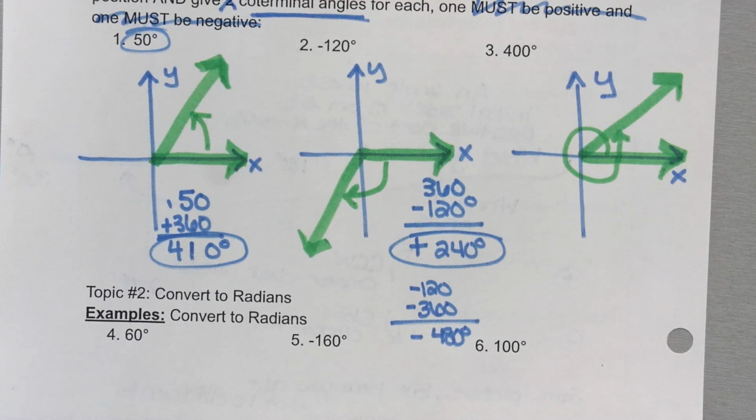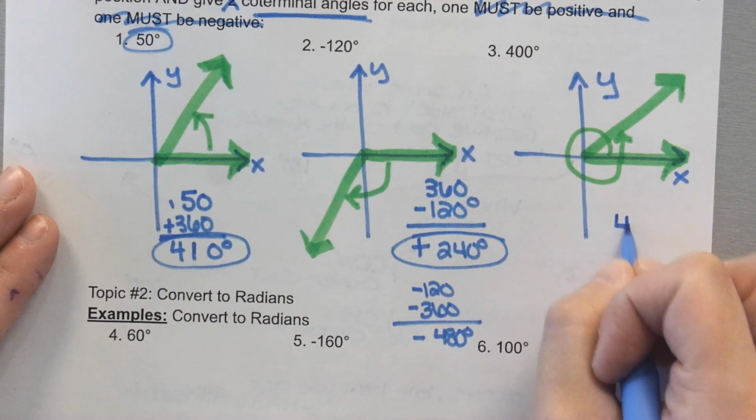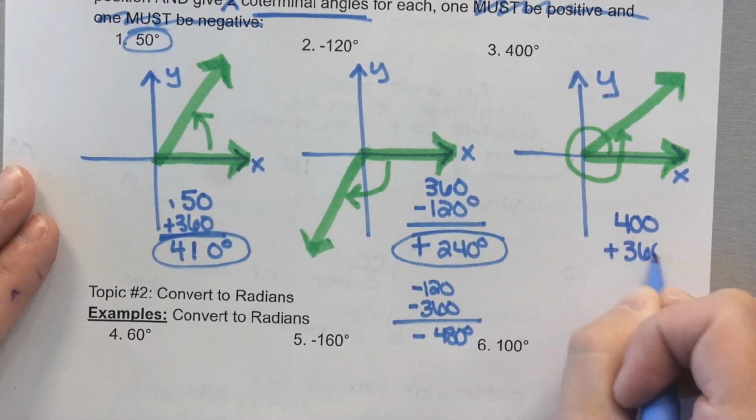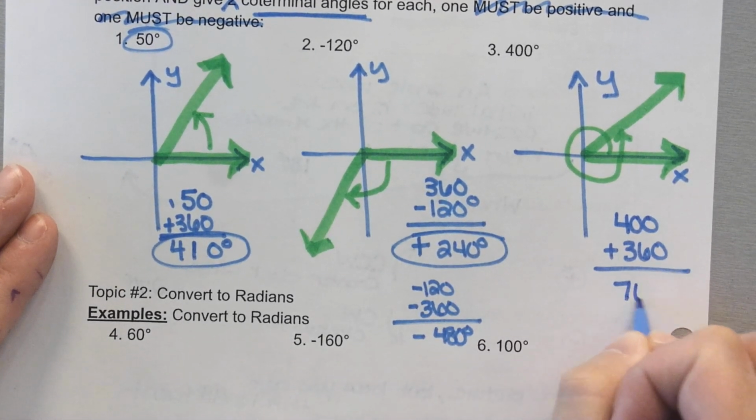Okay, look at the next one. Do you see how I did a swirl and then went here? What's another way I could get the same picture? 400 plus 360. Yeah, you can just add 360 every single time. That's kind of the trick. If it's positive, all you have to do is add 360, and you're going to get an answer. That's correct.